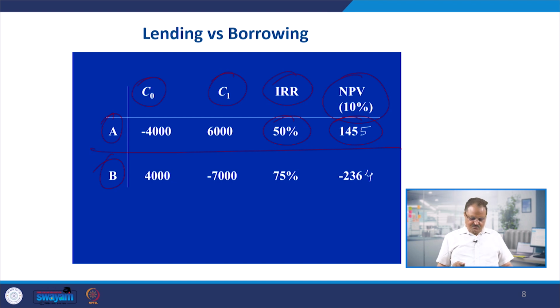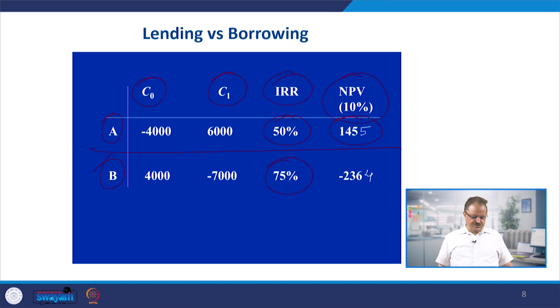So in the second case, if you look at only these two things, IRR and NPV, here the IRR is 50%. In the second case, the IRR is 75%. In absolute terms also, the NPV is 1,455, and in the second case it is 2,364. So what do we conclude out of it? We have to understand that project A is the investment proposal, a venture which we are going to create by investing 4,000 rupees.